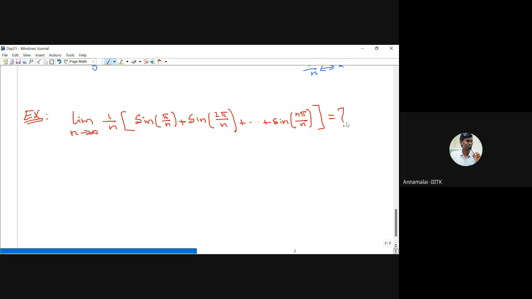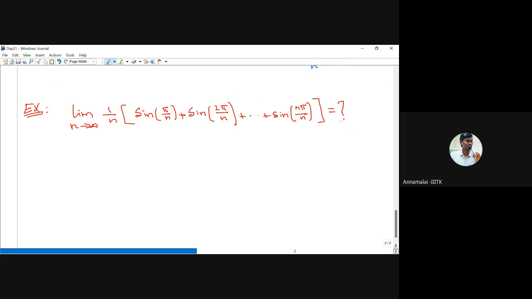So first you have to write it in summation notation. Solution: the limit as n goes to infinity of 1 by n. This can be written as summation r equal to 1 to n of sine of r pi by n. Because if you substitute r equal to 1, you get the first term. If you substitute r equal to 2, you get the second term.